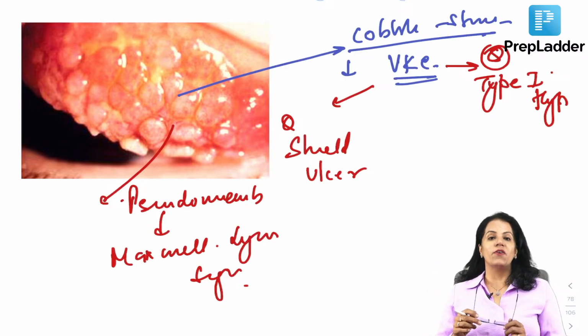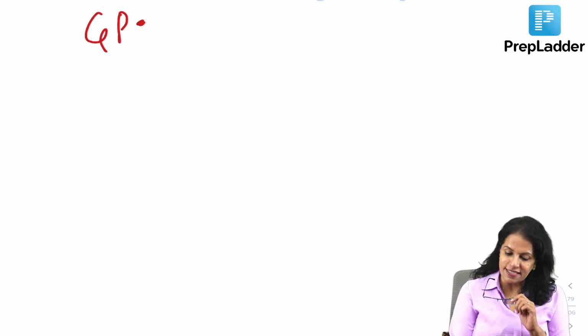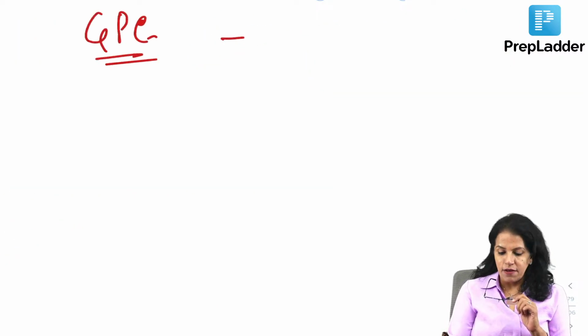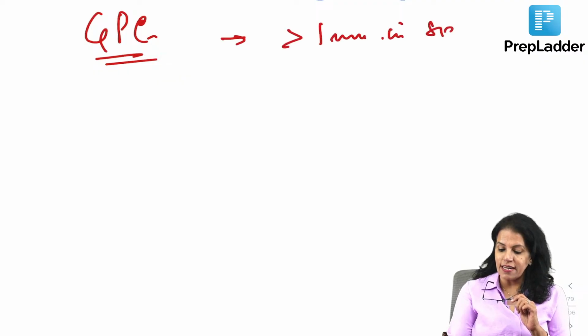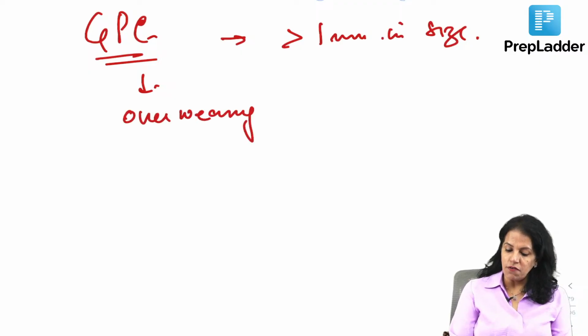Another thing that you should remember, which has been recently asked, is that chronic use of contact lens is going to lead to giant papillary conjunctivitis, isn't it? Where again the papillae are more than 1 millimeter in size, then you call it giant papillary conjunctivitis. It is due to overwear syndrome, overwearing of generally soft contact lens.